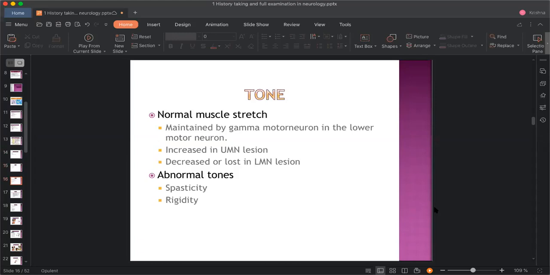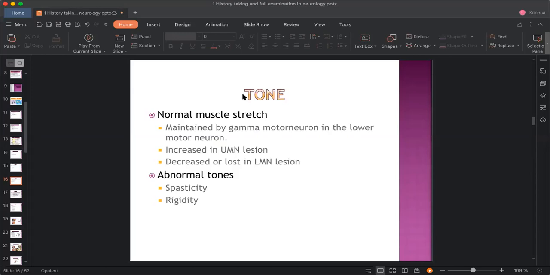Okay, now I already talked about it. This is partial contractility of the muscle at the time of rest, and this is maintained by gamma motor neuron in the lower motor neuron. Means gamma motor neuron is a part of lower motor neuron. So this gamma motor neuron is responsible for maintenance of muscle stretch, which is called tone. Now tone will be increased in upper motor neuron lesion and it is decreased in lower motor neuron lesion.